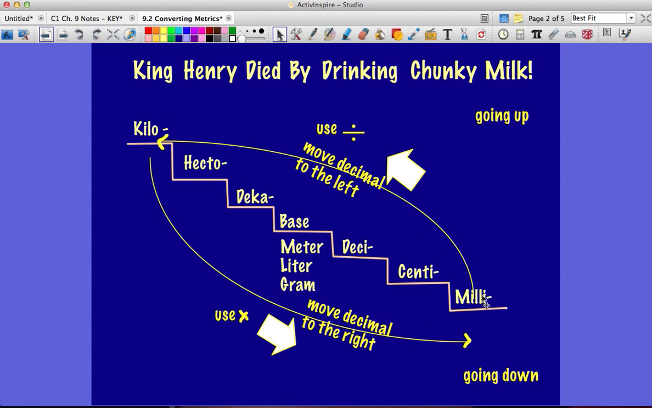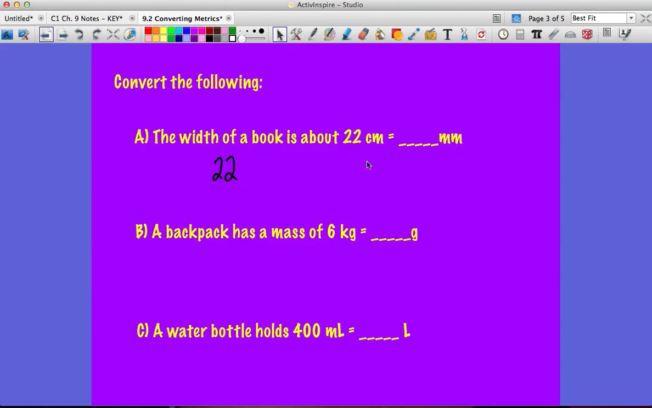Now think about when you count stairs. If you stand at the base of the stairs, you don't count this as 1, you count that first actual step as 1. So moving from centi to milli isn't 2 steps, it's only 1. Okay, so I know my decimal starts here. I'm moving it one place to the right. So because there's nothing there, I know I have to add a 0. So those 22 centimeters are going to give me 220 millimeters.